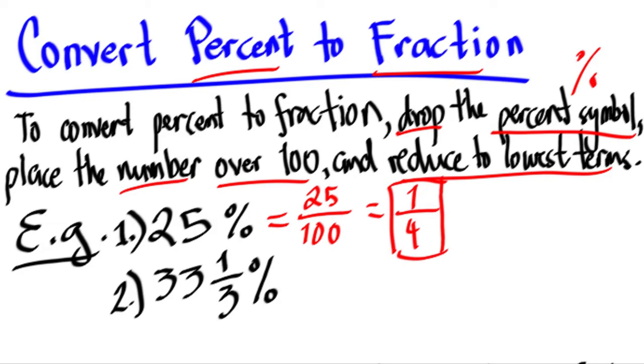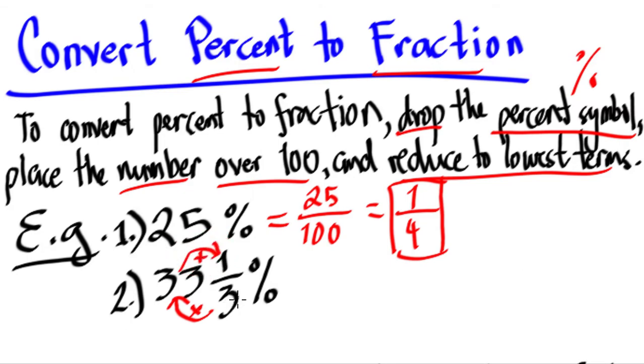So we have 33 and 1/3%. Change it to fraction in lowest terms. Since we are given a percent in the form of a mixed number, the first thing that we need to do is to change this into an improper fraction. Remember, we need to multiply the denominator to the whole number, and then add this to our numerator.